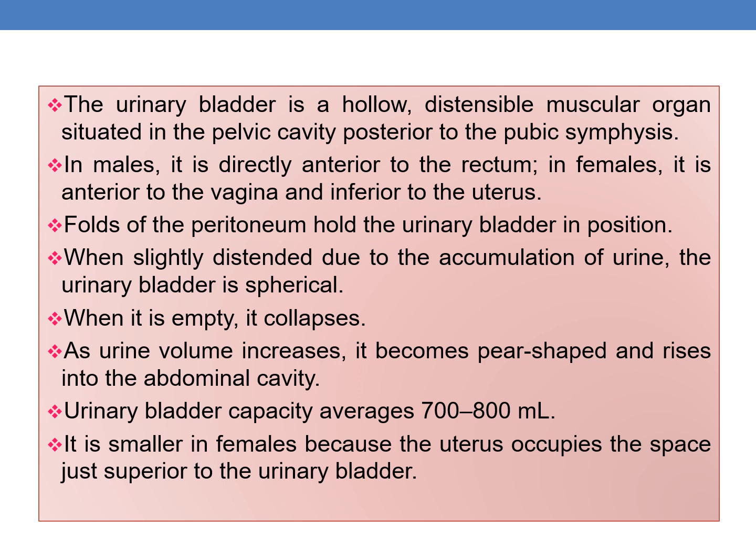When slightly distended due to the accumulation of urine, the urinary bladder is spherical. When it empties, it collapses. And as the urine volume increases, it becomes pear-shaped and rises into the abdominal cavity. The urinary bladder capacity averages 700 to 800 ml of urine. It is generally smaller in females because the uterus occupies the space just superior to the urinary bladder.